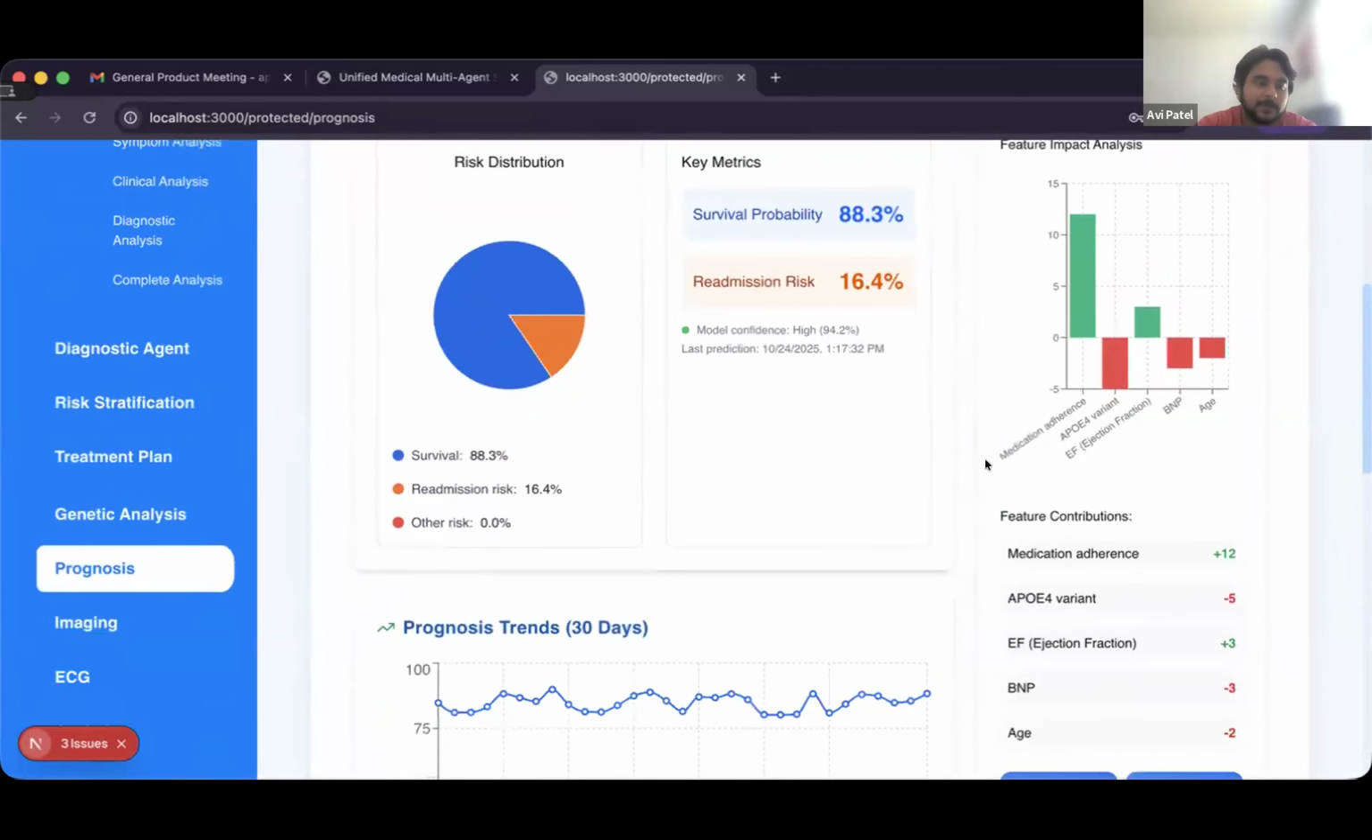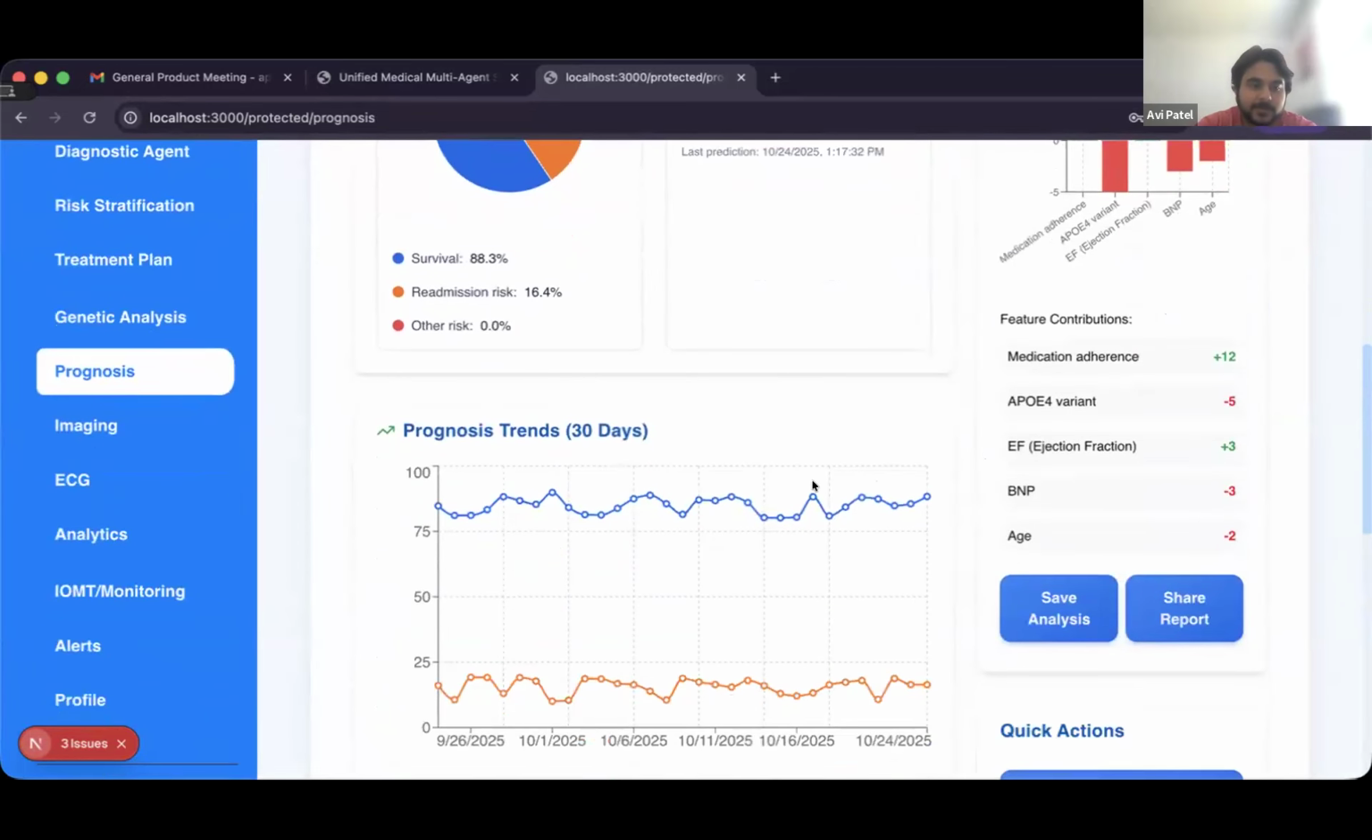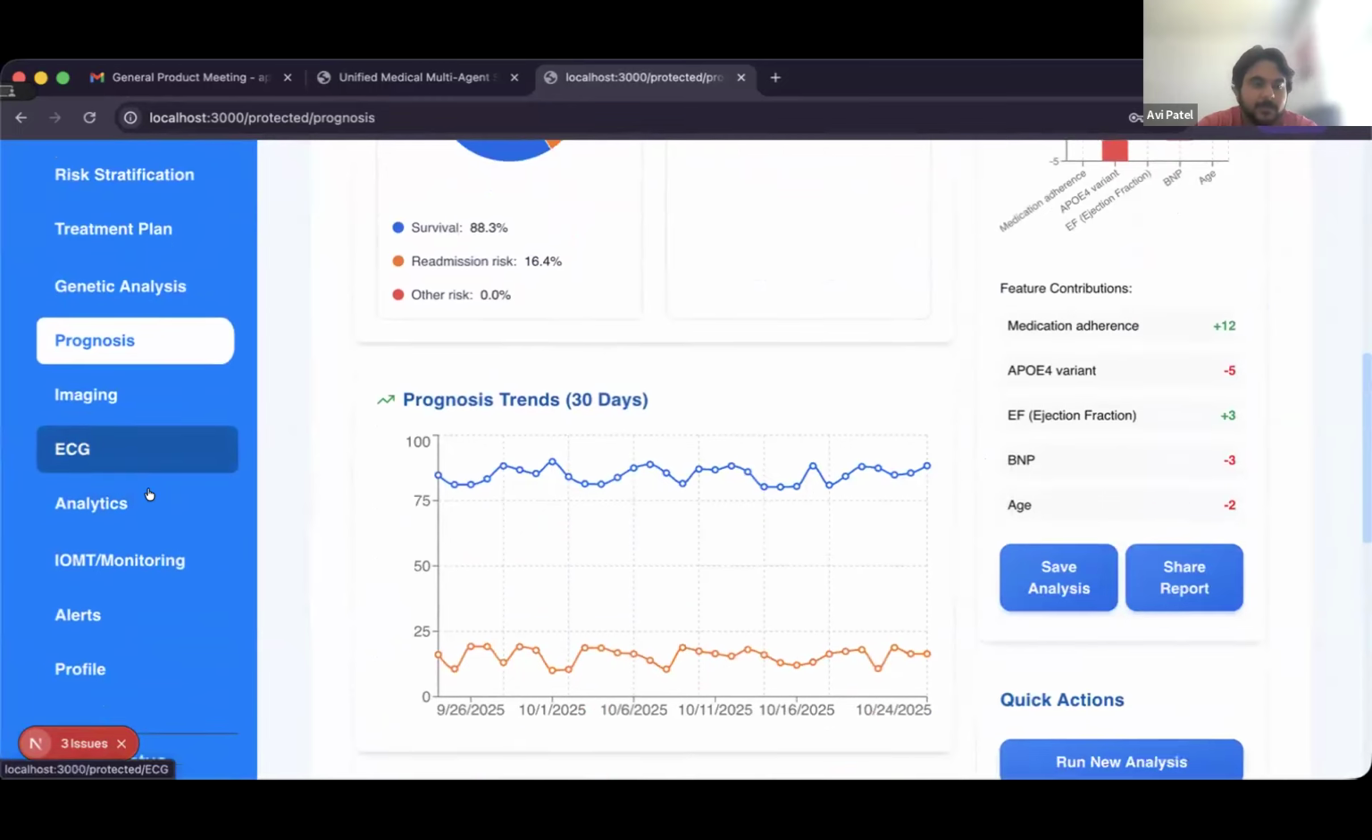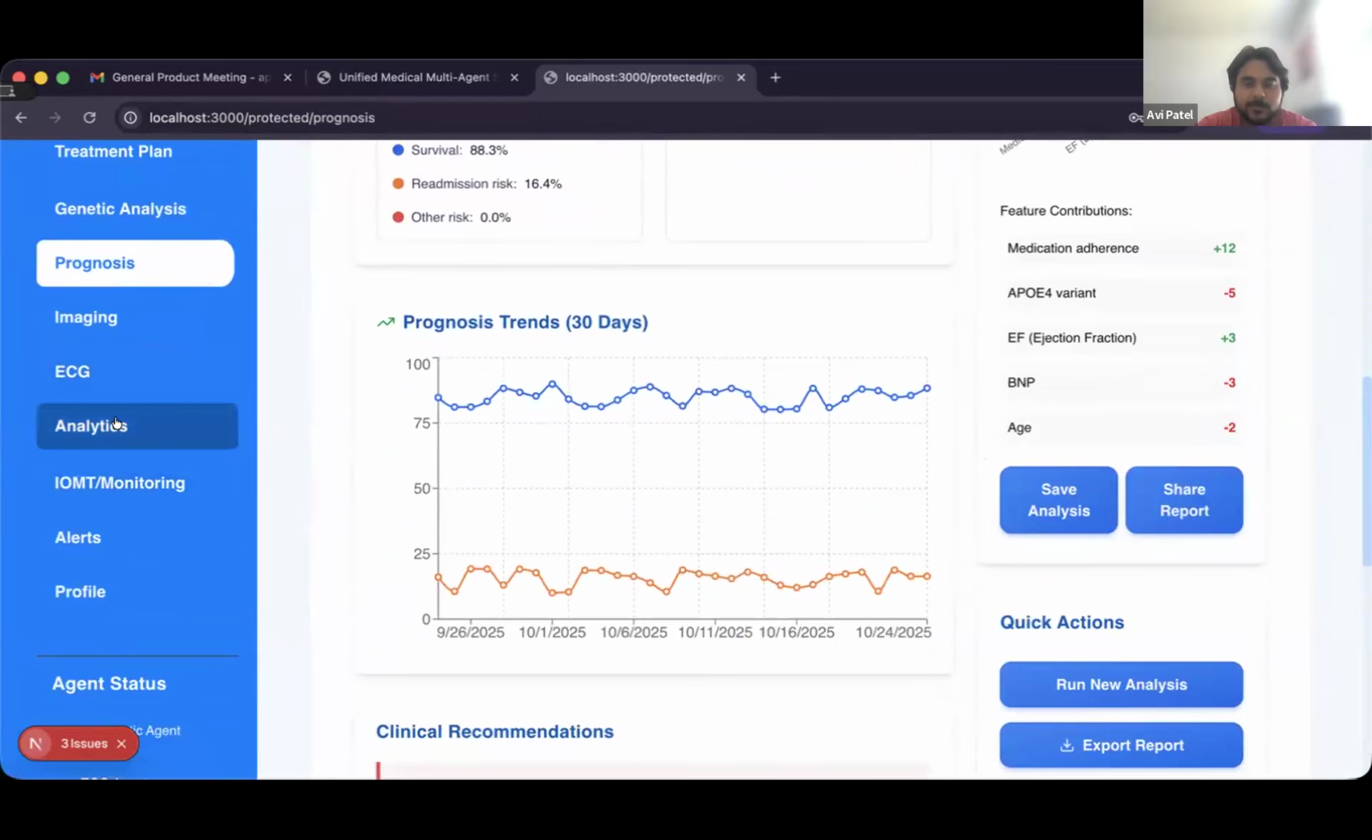So we also have other tabs for treatment plan, genetic analysis, ECG, and analytics, where clinicians can do other sorts of analysis for the patients they currently have.